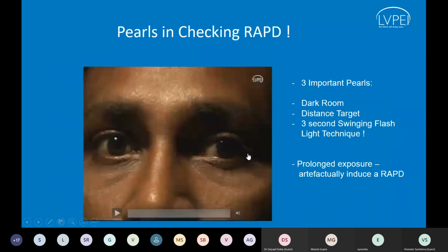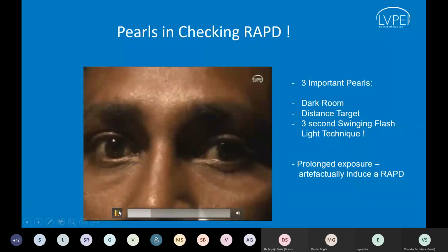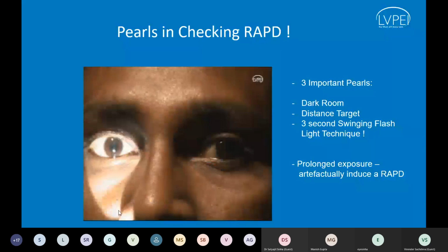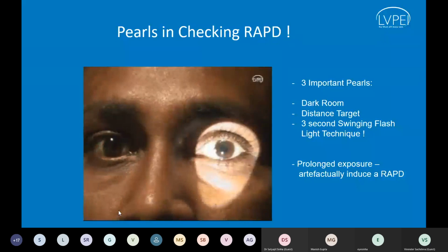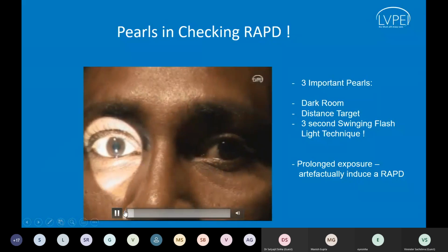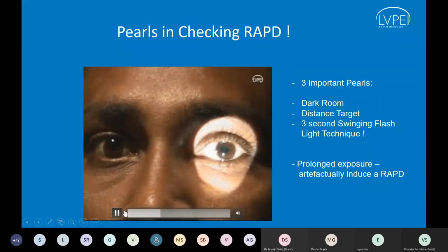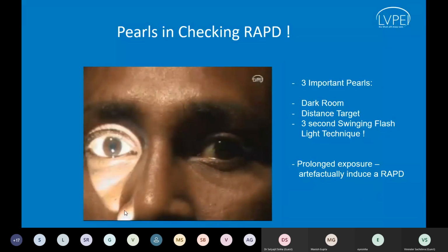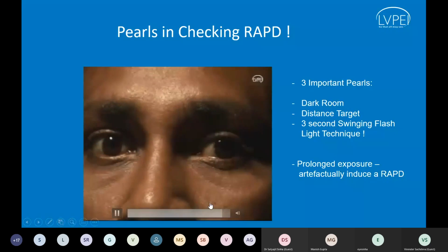Okay, so if you see in this video, we are using a pen light and we are stimulating both eyes. You count 1, 2, 3, and then do a swinging flashlight test. As you are moving the light from the right to the left, you will be able to see that there is dilatation of the pupil. So this is suggestive that there is a definite relative afferent pupillary defect.